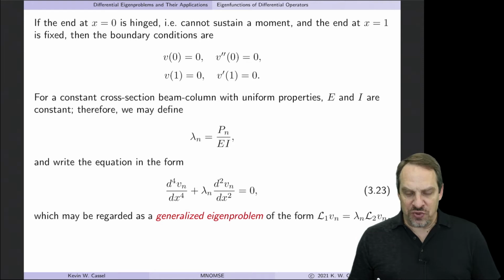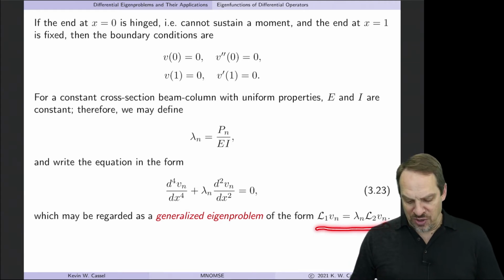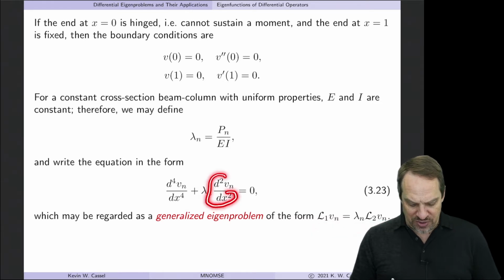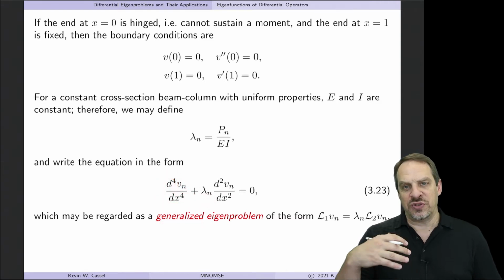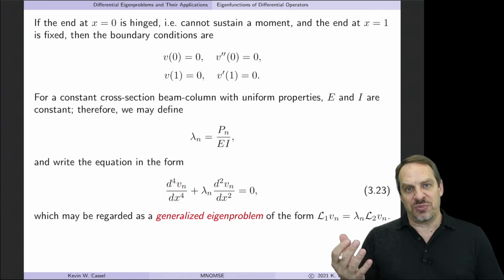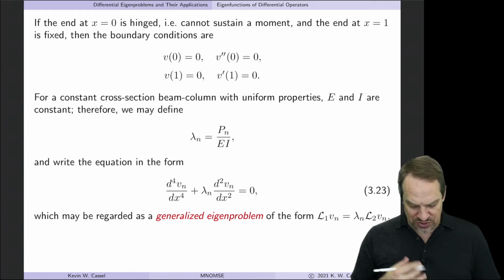And that's because if we were to write this in our usual differential operator notation, there would be L1 operating on V is equal to lambda times L2 operating on V. So there's a differential operator here in the lambda term as well as here. So we call that a generalized eigenproblem. There's a corresponding generalized eigenproblem in the algebraic context as well, which is very similar.